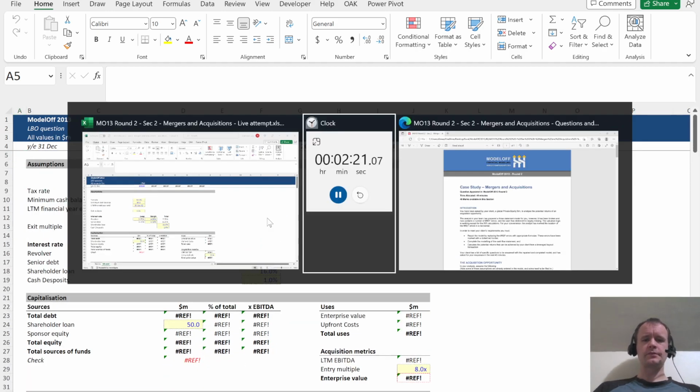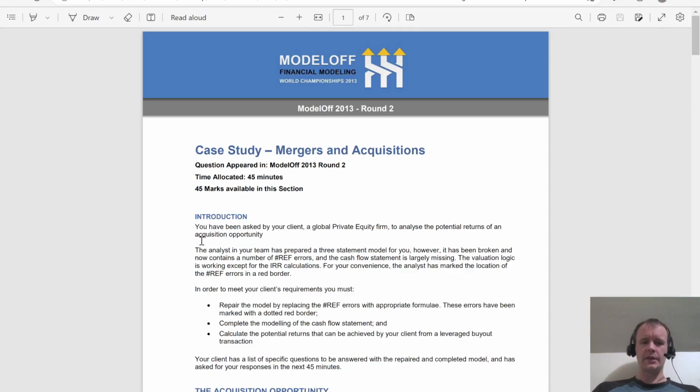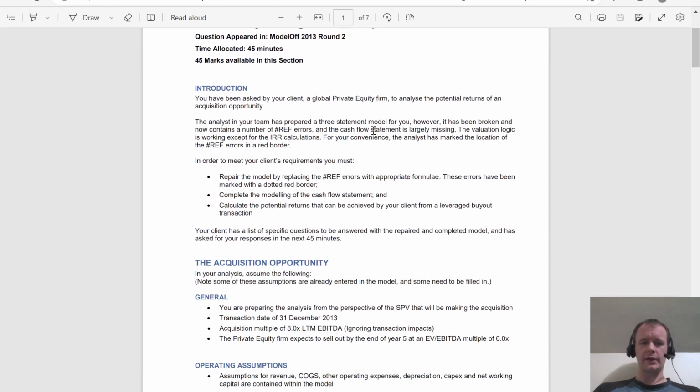All right, so let's jump over here. So the introduction is you've got a merger model, forecasting returns on an acquisition, but it's broken. There's a bunch of ref errors, a bunch of formulas missing. The cash flow statement has mostly not been done.